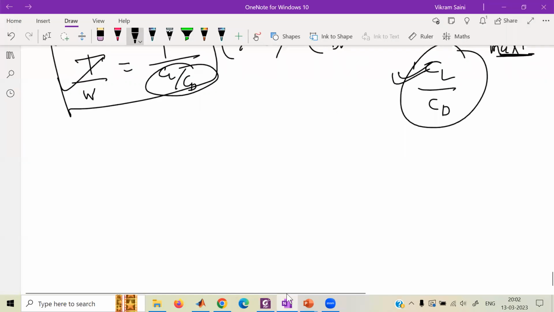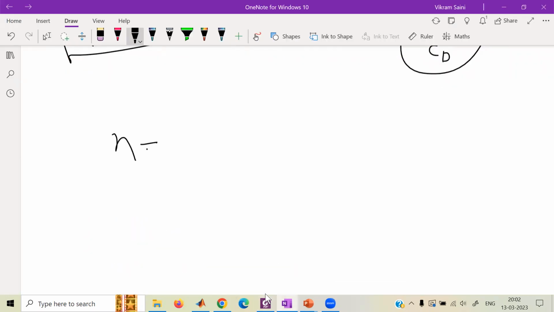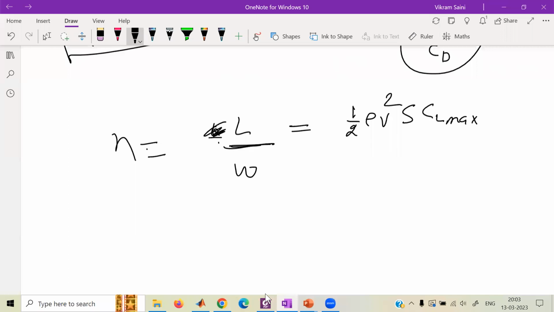Also, during a corner velocity maneuver, there is a higher loading factor. And if there is a loading factor, then we will multiply with n in W. Load factor is defined as lift over W. L is basically the vertical force on the aircraft. So vertical force is half of rho V square S times CL max. You fly at CL max divided by W.